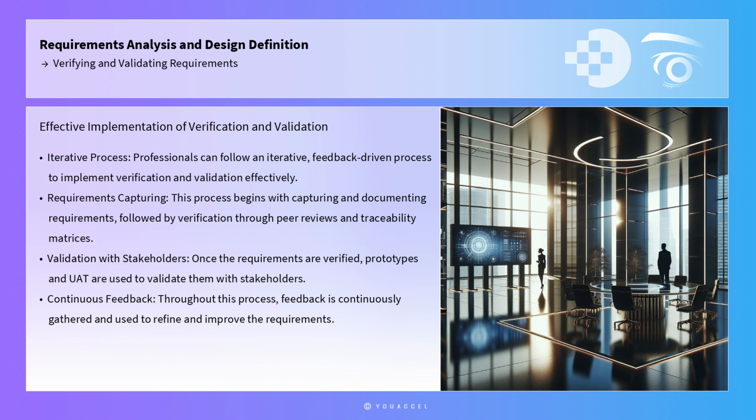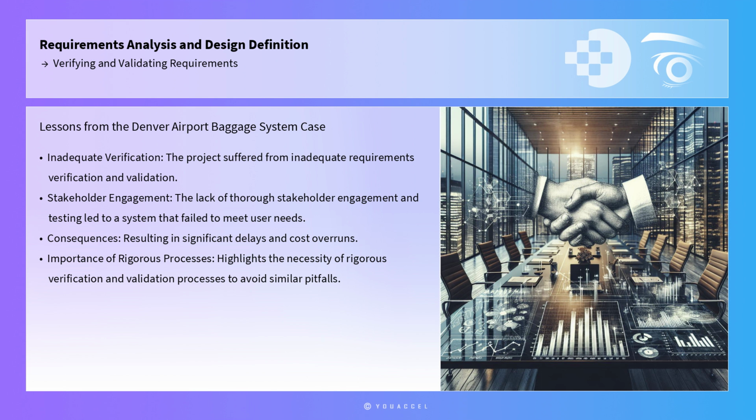A compelling example of the importance of verifying and validating requirements can be seen in the Denver International Airport baggage handling system case. The project, which was plagued by numerous issues, suffered from inadequate requirements verification and validation. The lack of thorough stakeholder engagement and testing led to a system that failed to meet user needs, resulting in significant delays and cost overruns. This case highlights the necessity of rigorous verification and validation processes to avoid similar pitfalls.